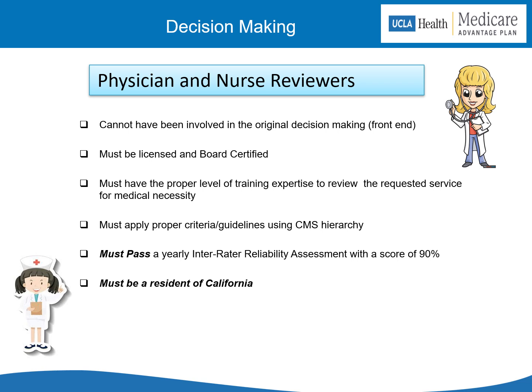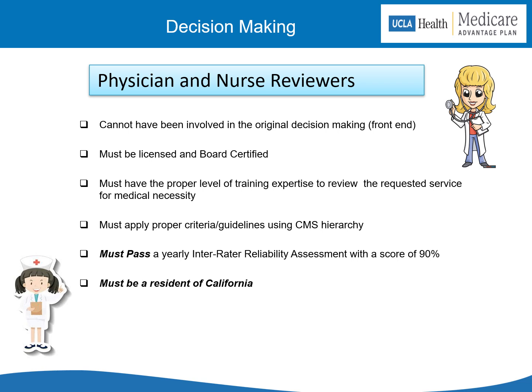Decision making. This pertains to our physician and nurse reviewers, and CMS requires that the physician and nurse reviewers cannot have been involved in the original decision making at the front end. Thus, if I was involved in the initial denial review, I cannot be involved in the appeal review. Must be licensed and board certified and also up to date. Licenses and certifications up to date. Must have the proper level of training, expertise to review the requested service for medical necessity. And this is why we are here having trainings.